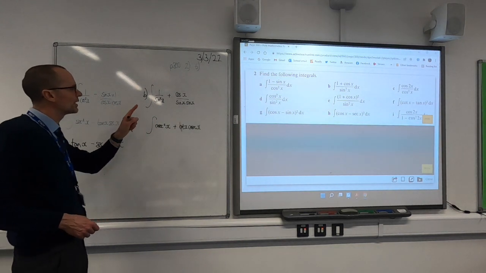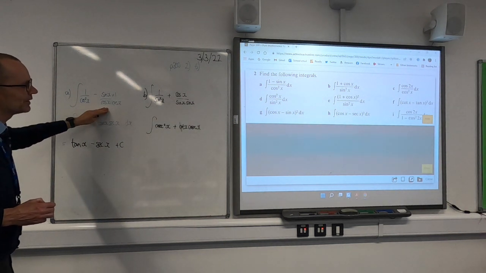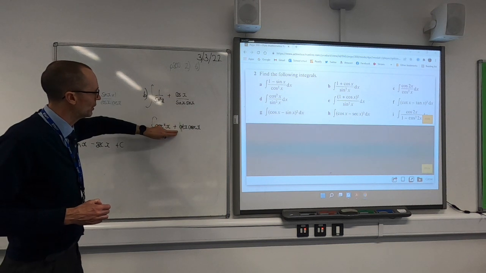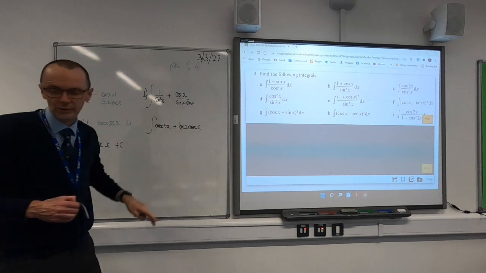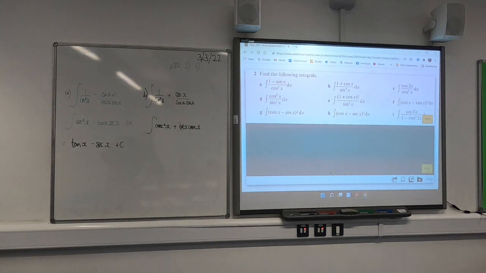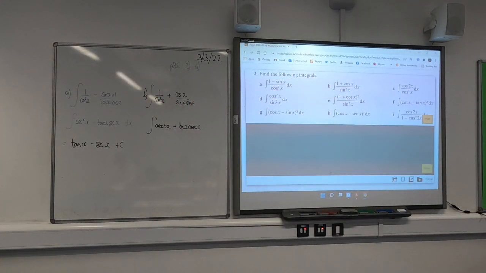So again, two things over one thing, I've split them up. 1 over sine squared is cosec squared, and the formula sheet shows how to integrate that. And cos over sine squared is very similar to this one. Split it into sine and sine. You've got cos over sine, which is cot, and 1 over sine, which is cosec. And you think, there's no way I'm going to be able to integrate that. It's on the formula sheet. Cot cosec, or cosec cot, is minus cosec. If cosec becomes minus that, then minus cosec would become plus that.